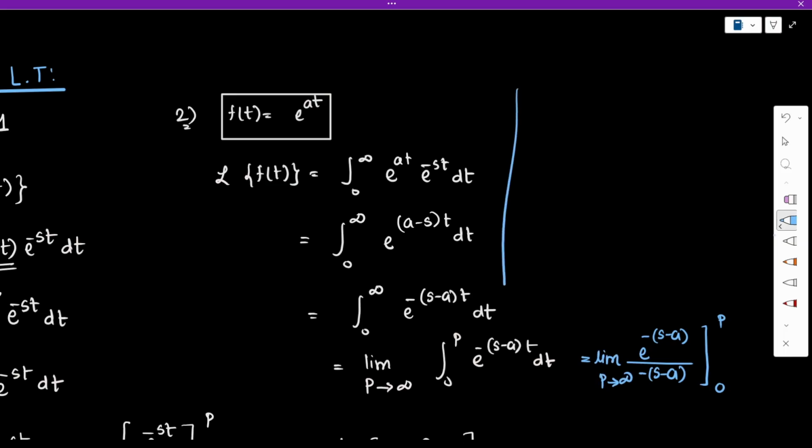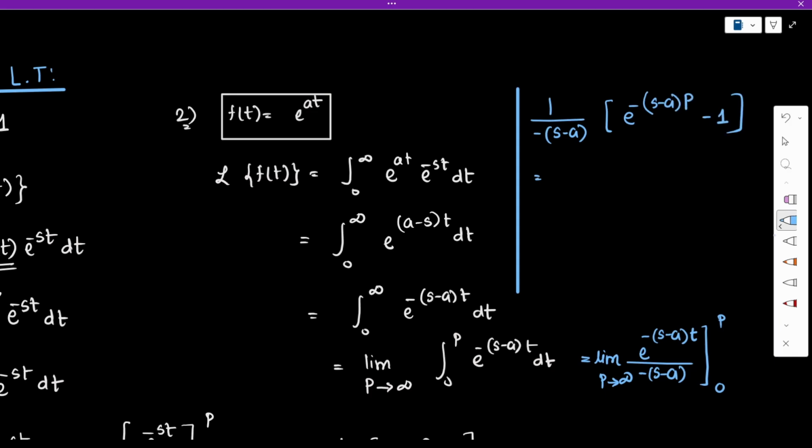So now if we input the limits, then we will get the same result. We can take negative s minus a common and we can say that e to the power negative s minus a times p, minus 1. So we get 1 divided by s minus a. So this is the function of s that we were talking about. So we can conclude that the Laplace transform of e to the power at is 1 divided by s minus a. So these are the Laplace transforms of some common functions.